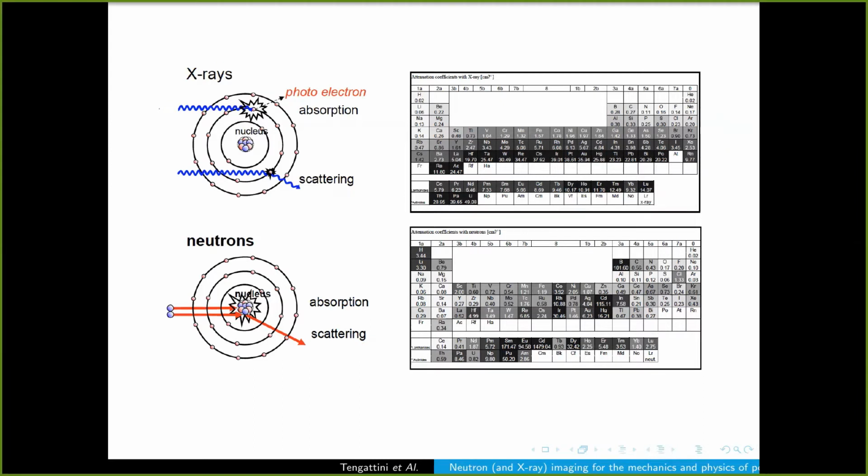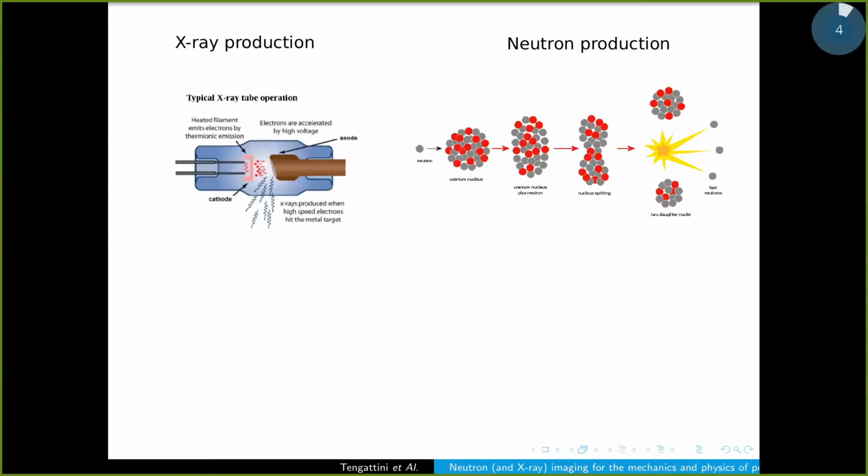Neutrons conversely interact with the nuclei of atoms, which means that there's a number of very light elements such as hydrogen and lithium that are rather invisible to X-rays and are very visible to neutrons. And conversely, a lot of metals down here on the right that are rather opaque to X-rays are instead quite invisible to neutrons. And furthermore, as we will see more in detail later, because we interact with nuclei, different isotopes can be distinguished. For example, hydrogen and deuterium. We'll see how this can be exploited for rock mechanics and physics.